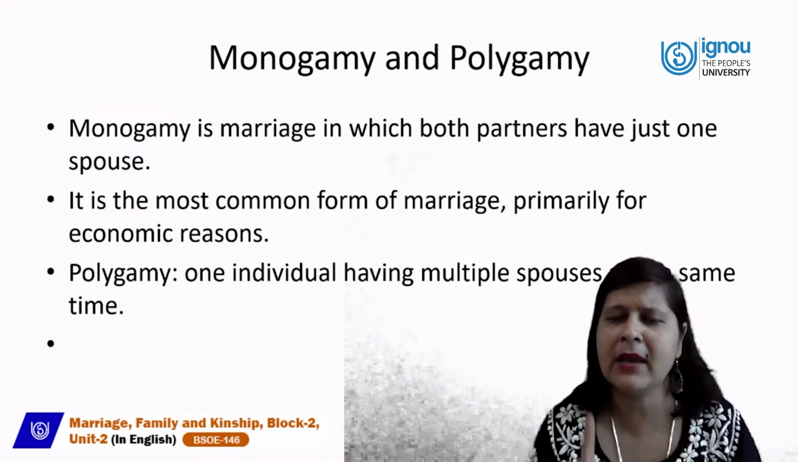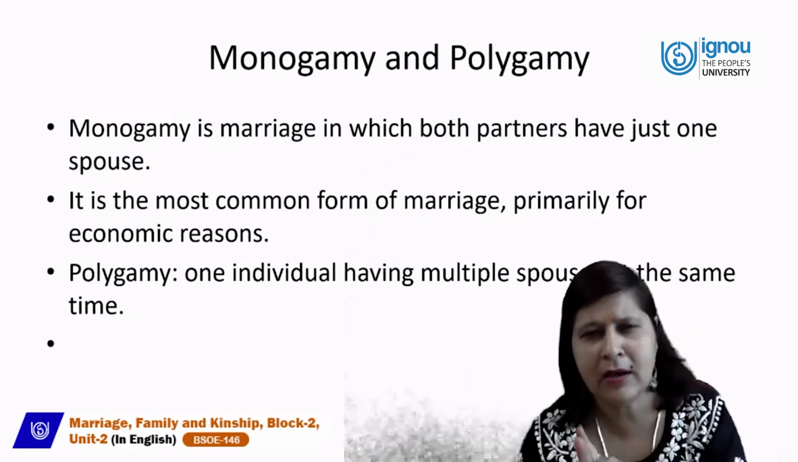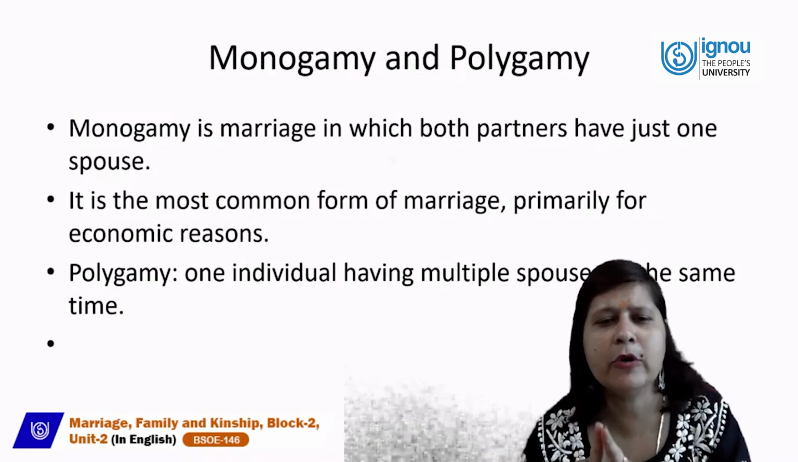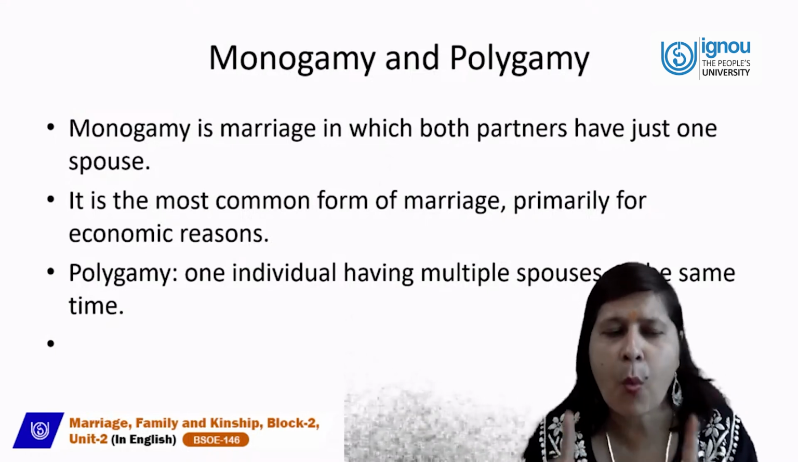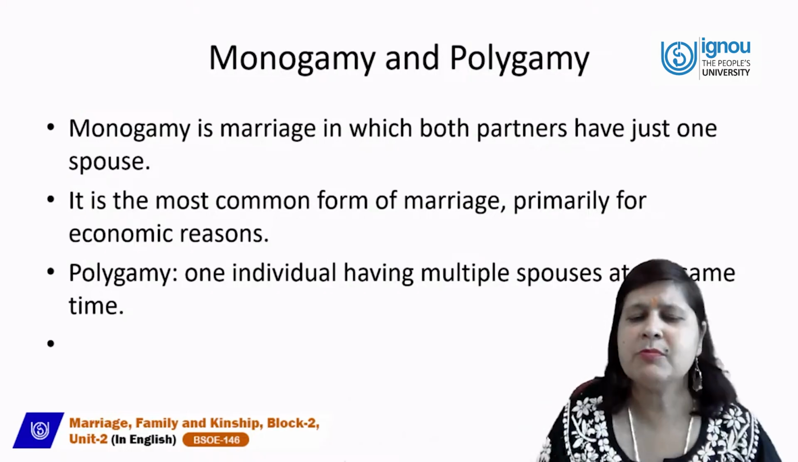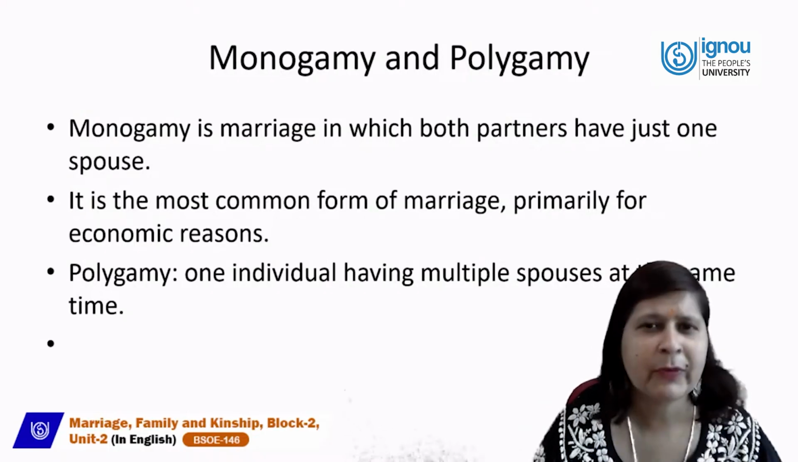A single male can marry a single female. One man can marry one female. That is monogamy, where both partners can have only one spouse. It is the most common form of marriage, and primarily for economic reasons, right?